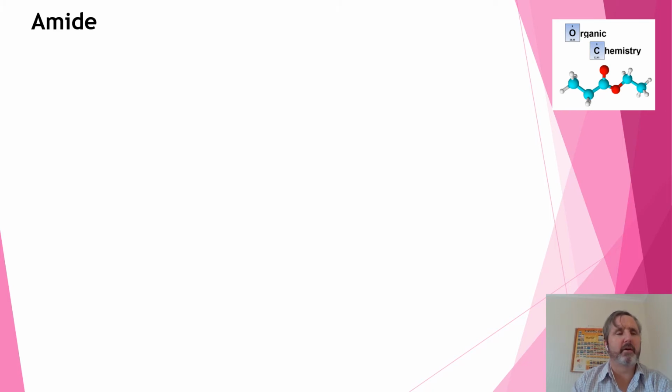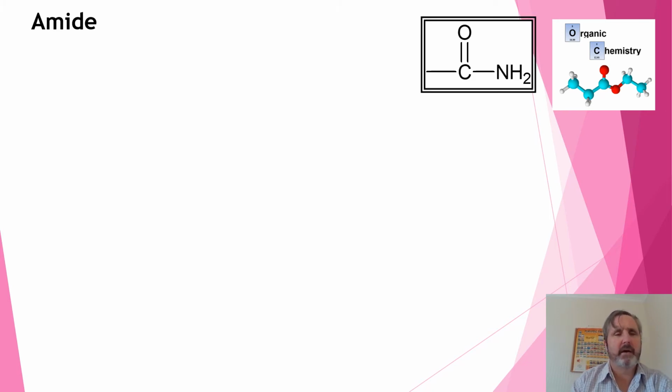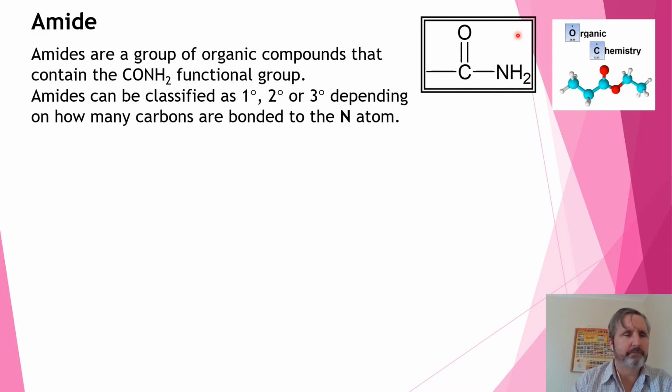Okay, the last group we're going to look at in this video are amides. Amides again have the C double bond O, but the group off the end here is an amino group. Sorry, it's not an amine, this is an amide because it's got a double bond oxygen, but it has this amino group here. Now, we can classify these as primary, secondary, or tertiary, in the same way we classified amines.